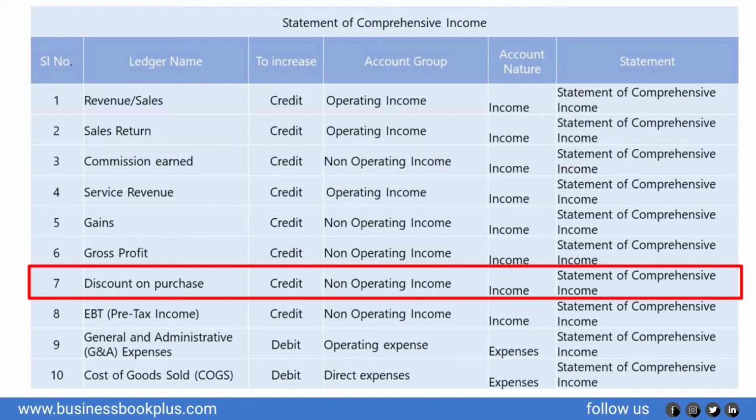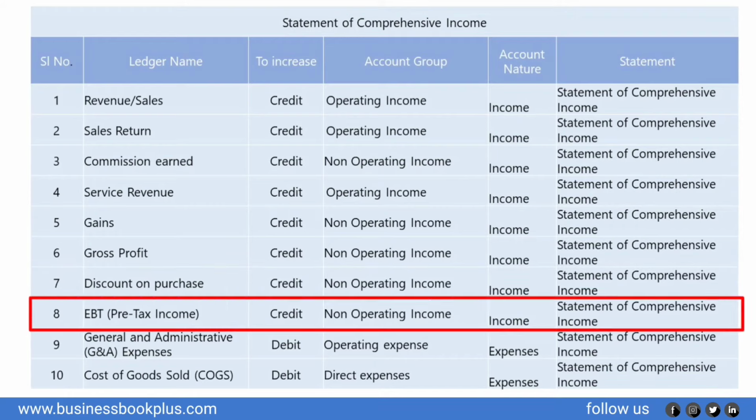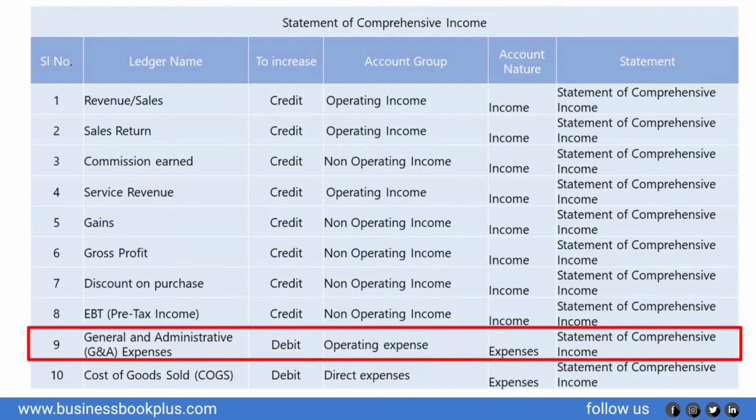Discount on purchase increases with credit. Account group non-operating income, account nature income, affects the statement of comprehensive income. EBT, pre-tax income increases when credited. Account group non-operating income, account nature income, affects the statement of comprehensive income. General and administrative increases when debited. Account group operating expense. Account nature expenses. Affects the statement of comprehensive income.